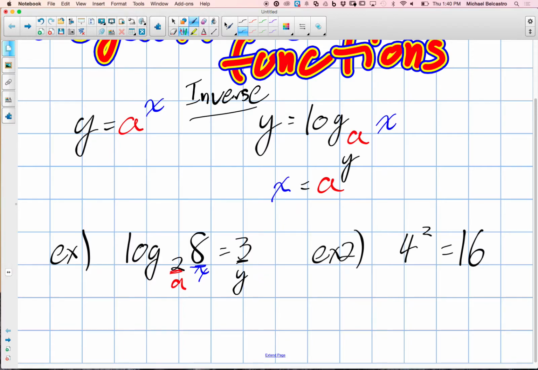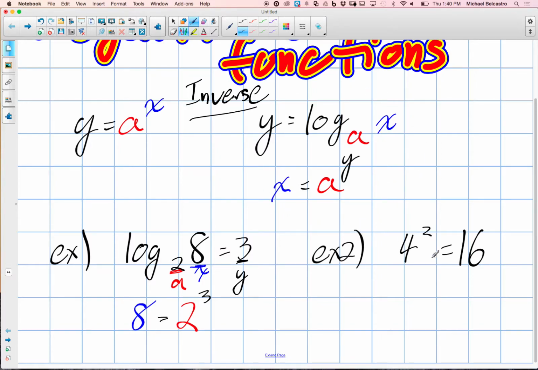According to what we've written here, our x value is what everything will be equal to. So our x value, 8, is equal to: our a value becomes the base, so we have base 2, and that y value, the number 3, becomes the power. So does this ring true? Is 2 to the power of 3 equal to 8? Yes, that's right. So these two on the right here are essentially equivalent functions.